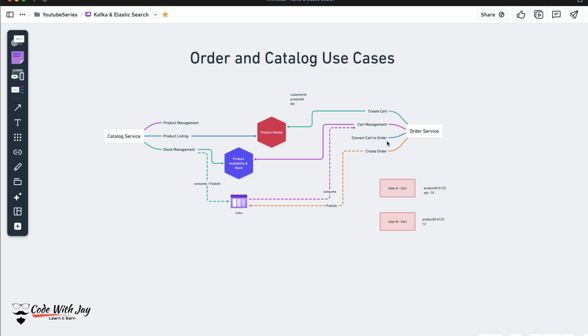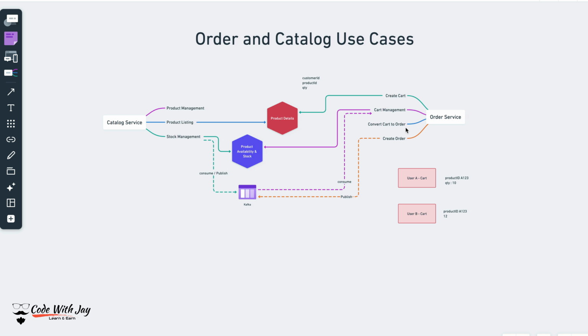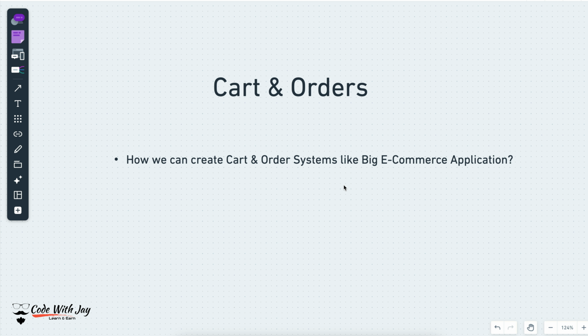I have already explained in our previous episodes how we can create the cart, what the endpoints are, and what considerations we need to keep in mind while creating the cart in order to maintain the stock and availability, etc. So let's try to understand how an actual cart system works in a big e-commerce company. Then once we get a clear understanding of the cart and the order system, we'll move forward to the Kafka topic again.